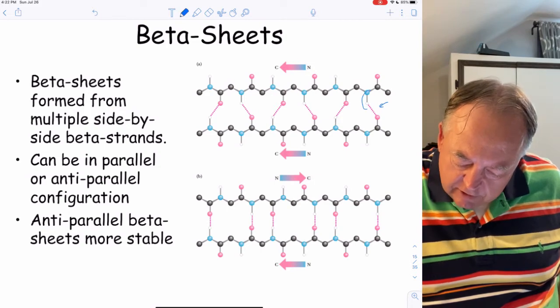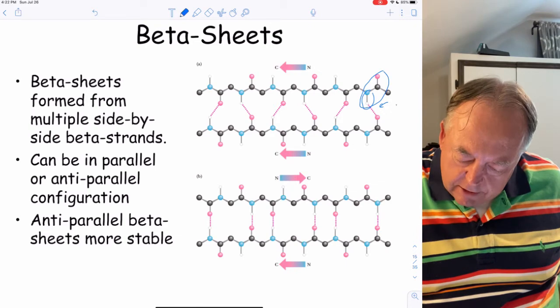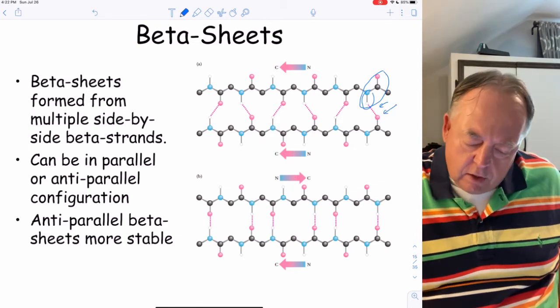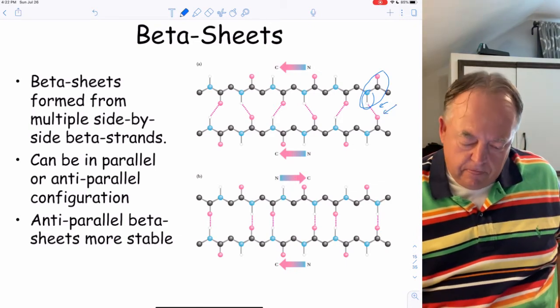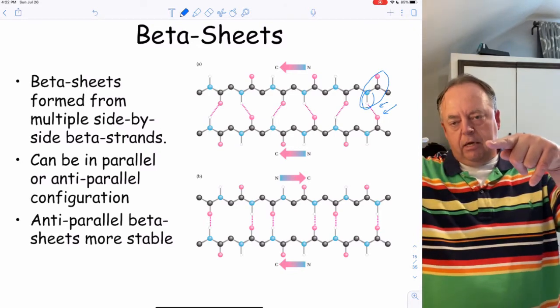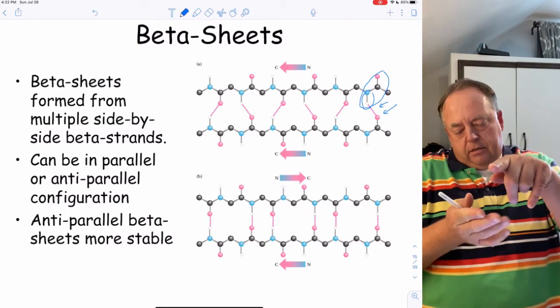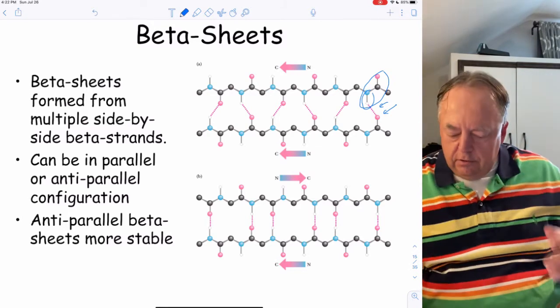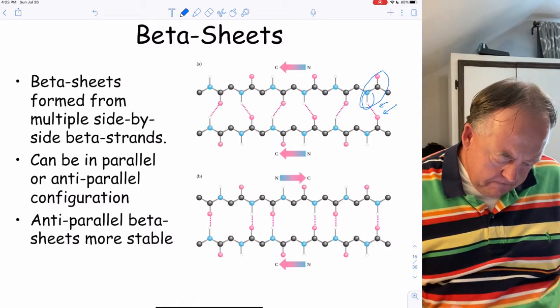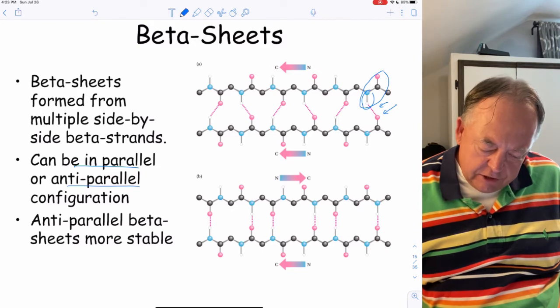So that's an NH of an amide bond, right? You can see there's an amide bond there, and that's hydrogen bonded to a C double bond O. So you have this peptide going along, and maybe it turns and comes back onto itself, and then those strands can hydrogen bond to each other. So they can be in a parallel or an anti-parallel configuration.